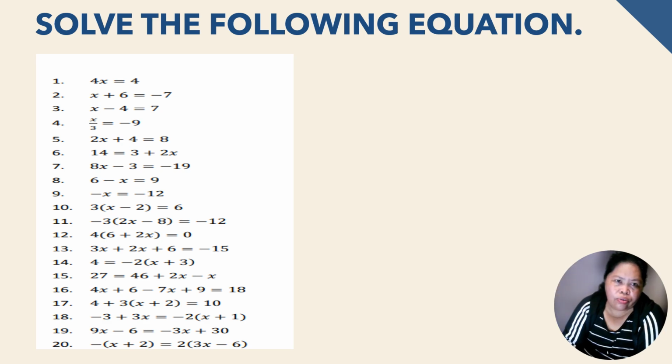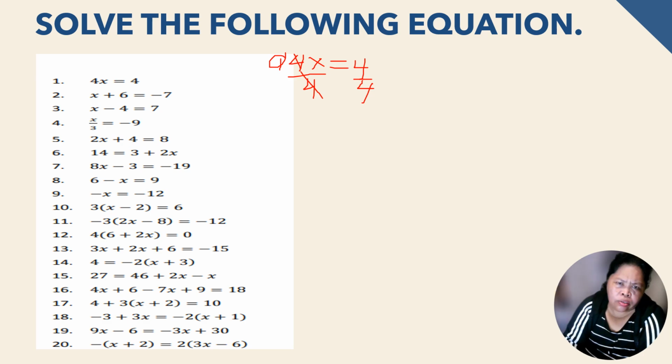Okay, so let us solve the following equations. Okay, number one, we have 4x equals 4. So we can divide directly by 4. So x is equal to 1.